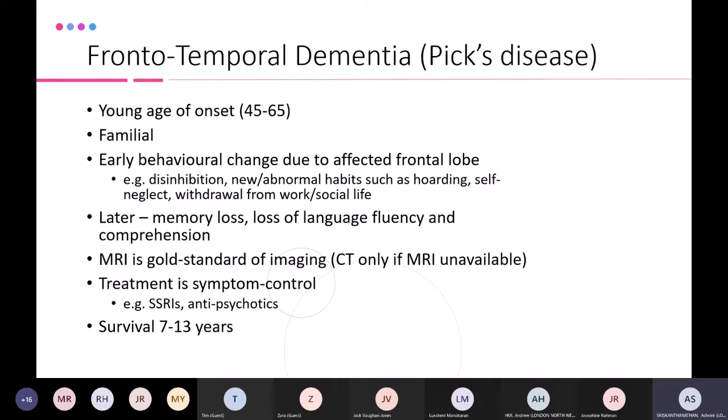As the disease progresses, then you can end up with things like memory loss, loss of language fluency and comprehension as well. And typical treatment for this is usually things like SSRIs or any other antipsychotics, and it's usually more to manage the symptoms itself. And I've just highlighted here as well that MRI is your gold standard for imaging. And typical survival is about 7 to 13 years.